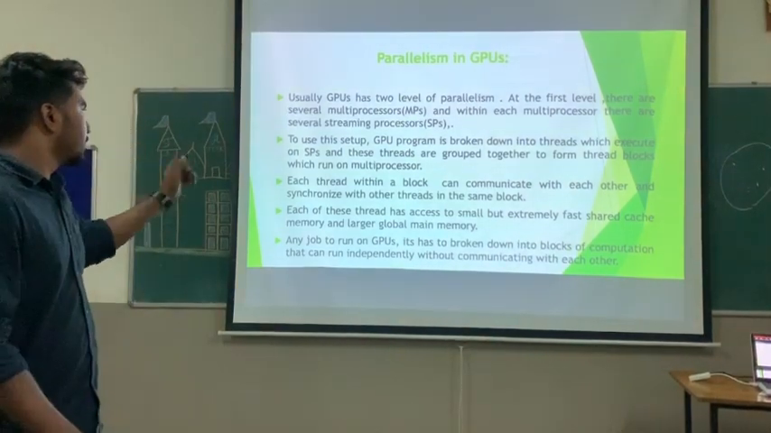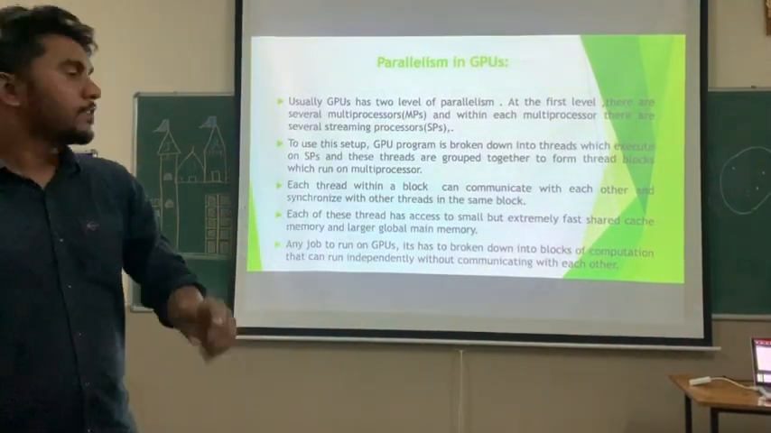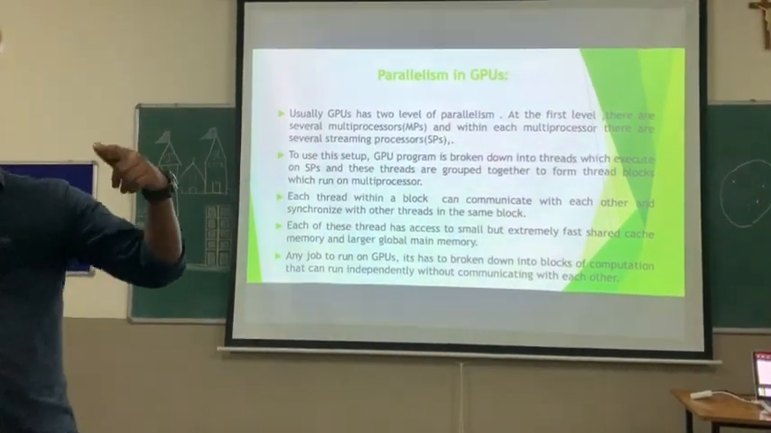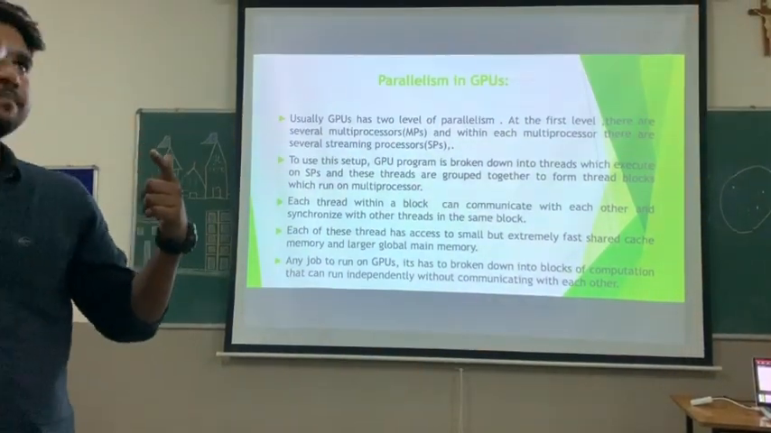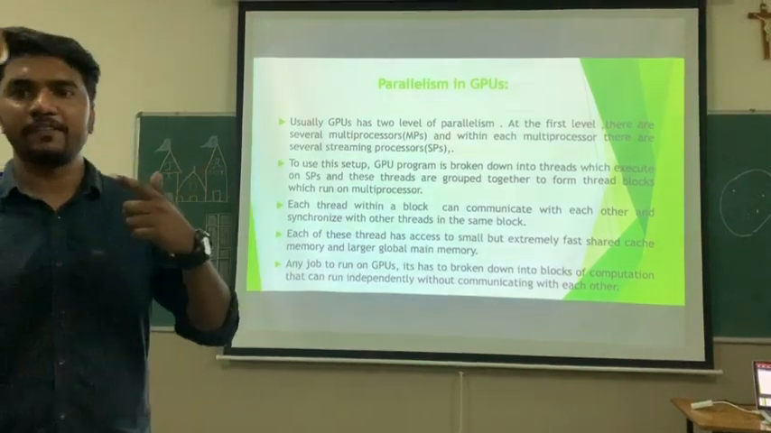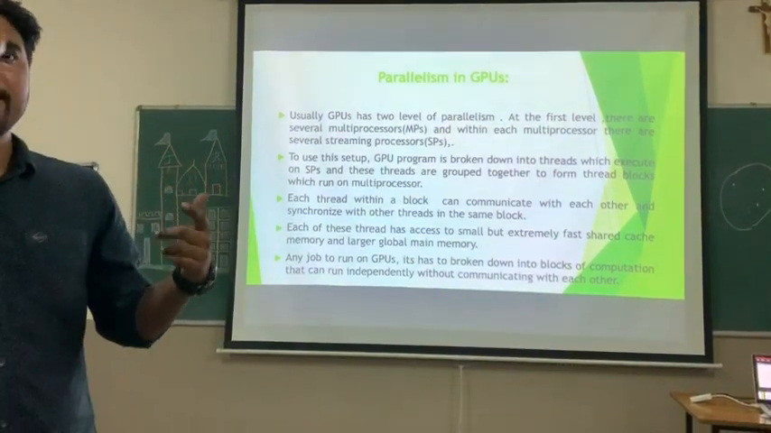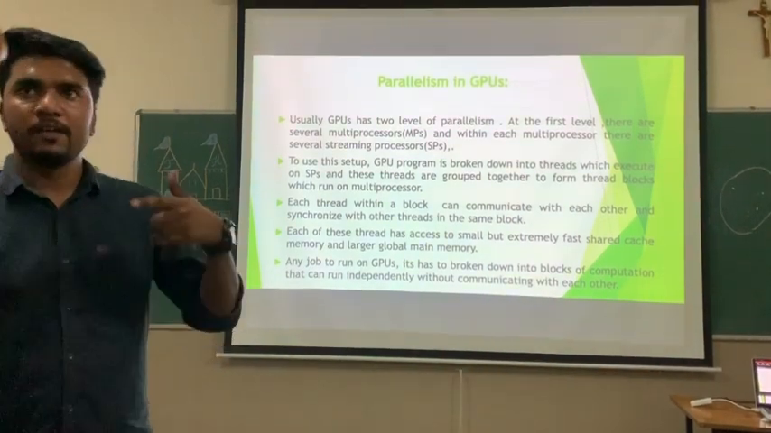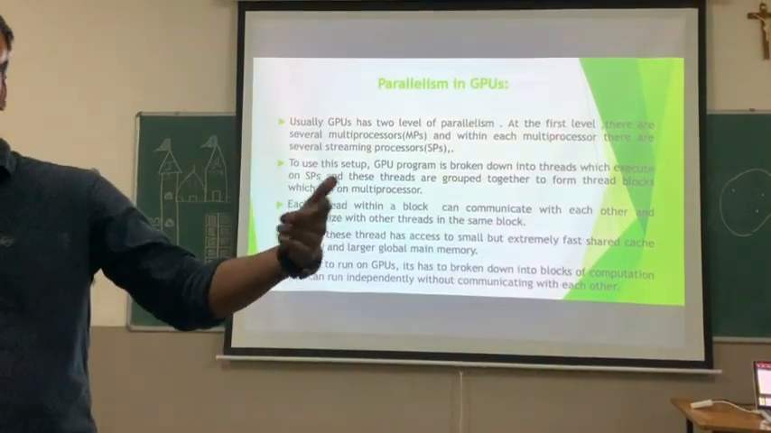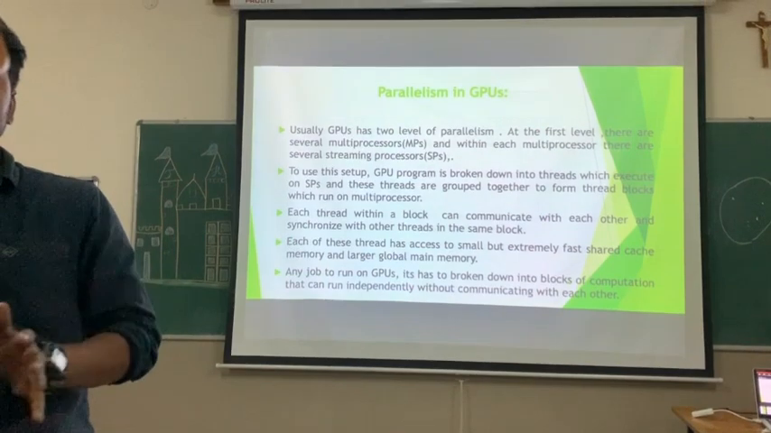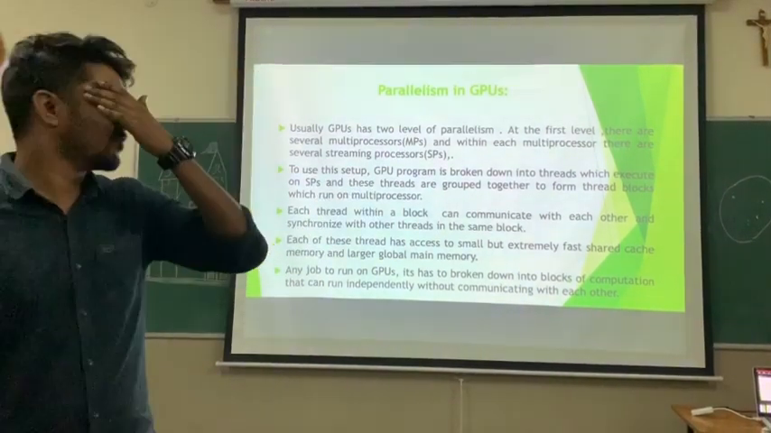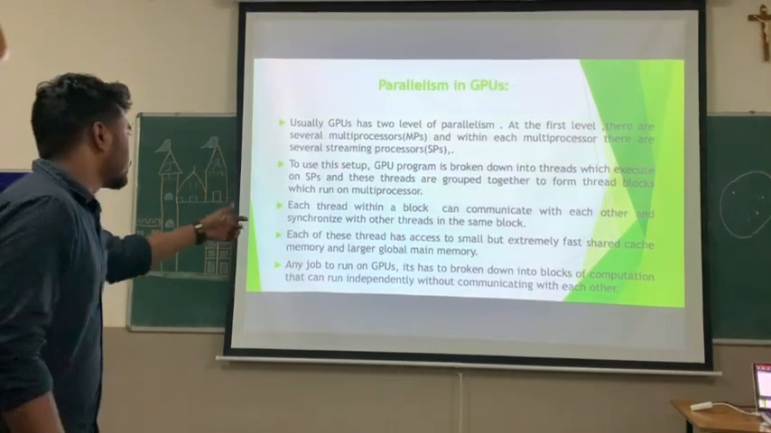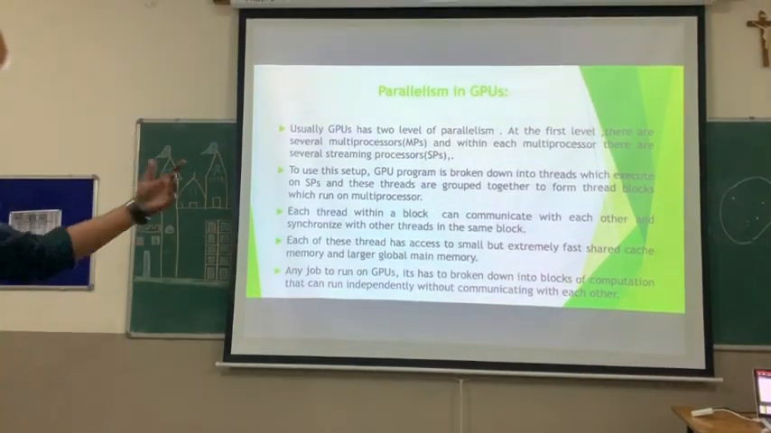Each thread within a block can communicate with each other, but they cannot communicate with other MP, that is multiprocessor. It means each core can communicate with the cores belonging to the same multiprocessor, but they can't communicate with another multiprocessor.